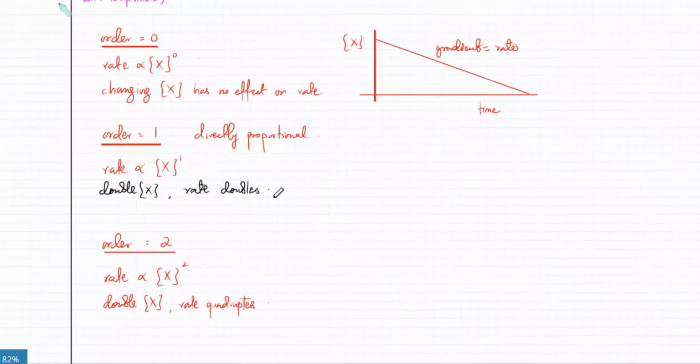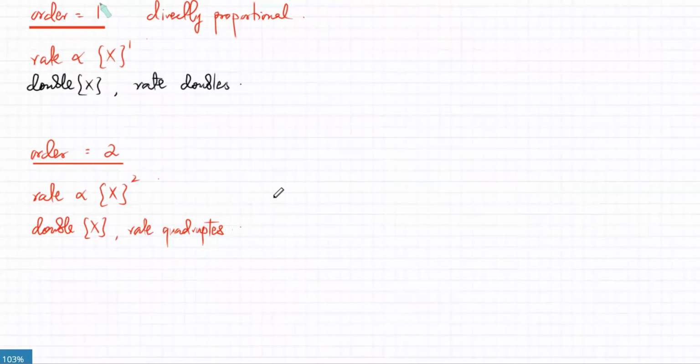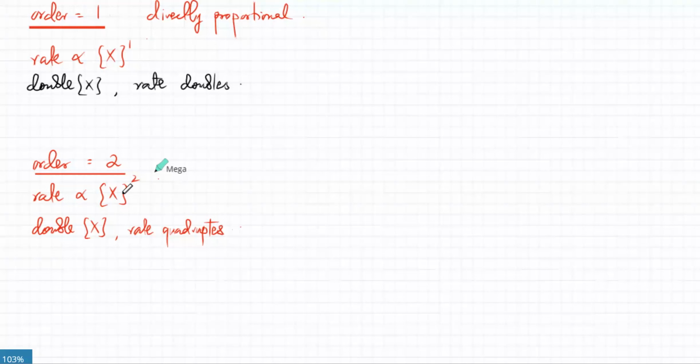And then we had order 2. Order 2 is rate dependent on the concentration of X, but the power is 2. That means that if you change the concentration of X, rate is affected by a much greater amount. Order 2 means you double the concentration of X, the rate of the reaction would quadruple. If you increase the concentration of X 3 times, the rate of the reaction would increase 9 times. So it's a quadratic relationship.